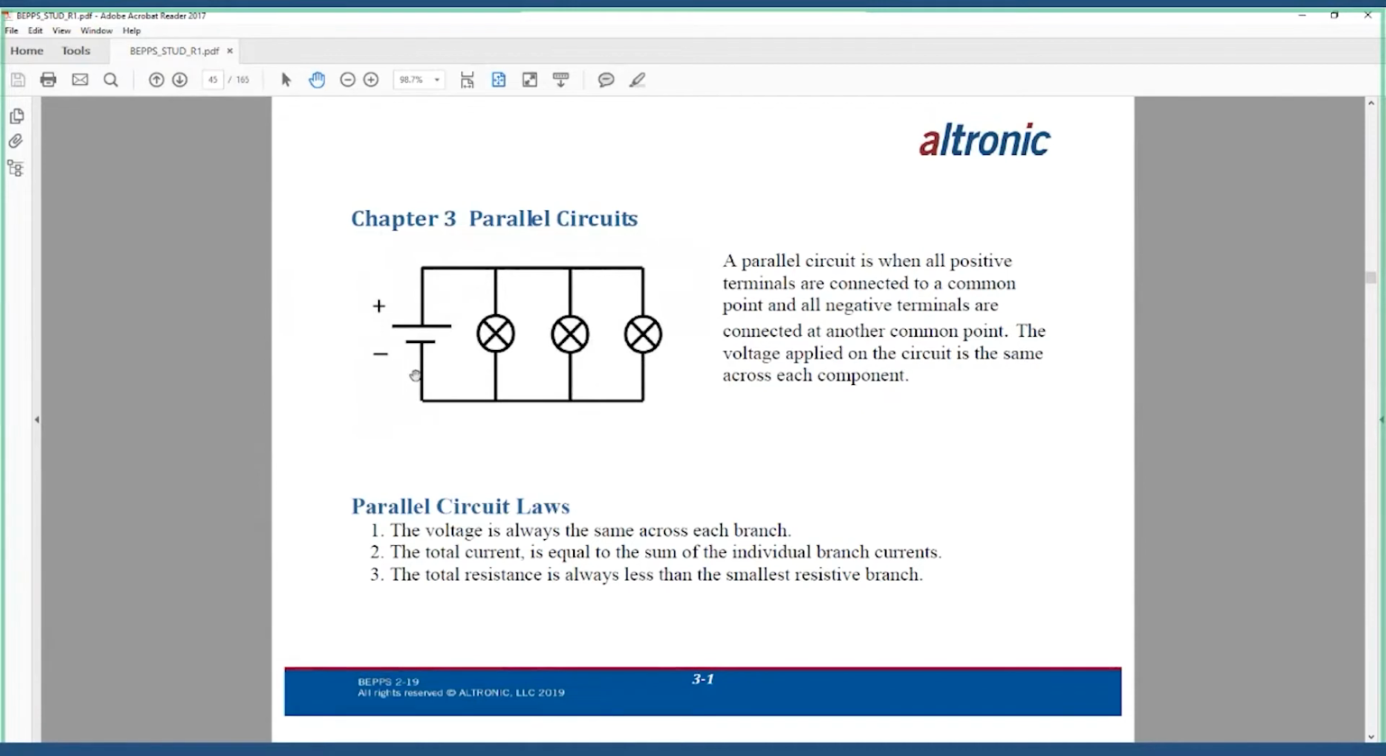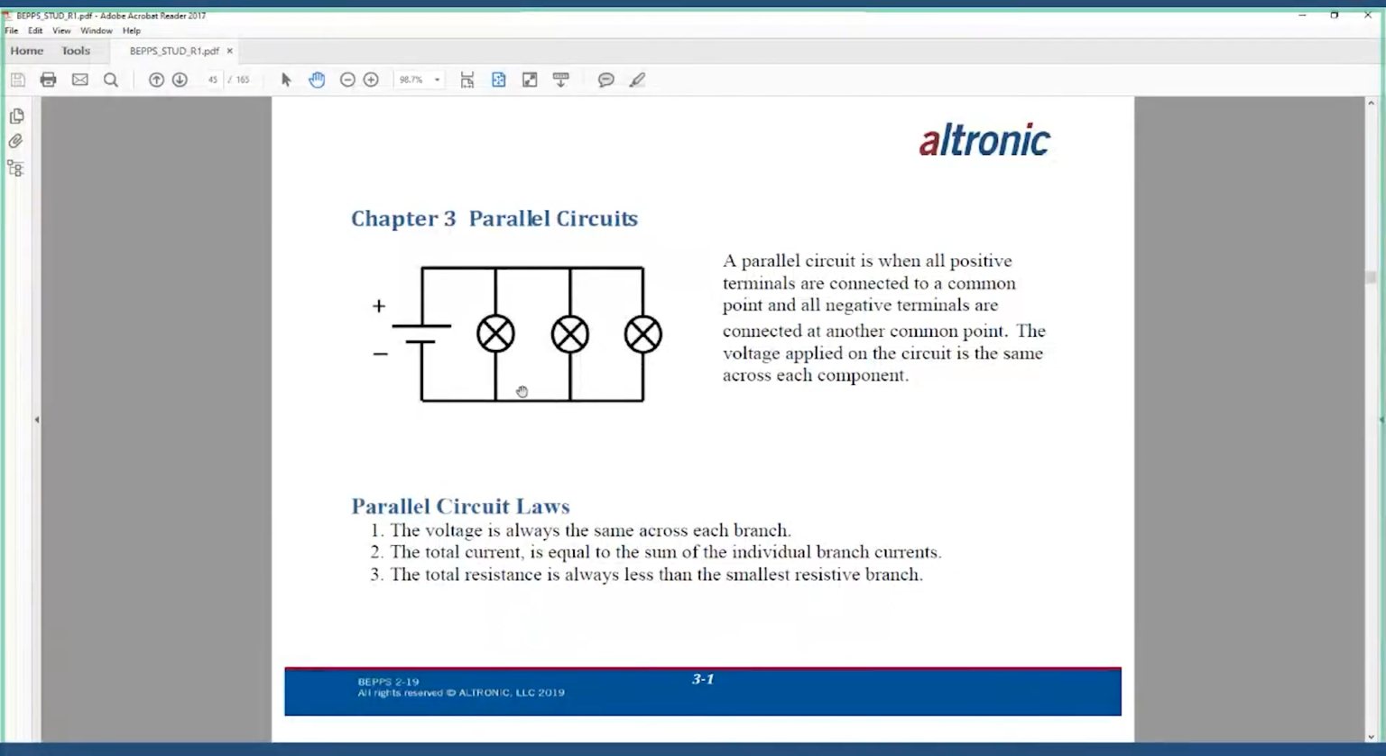So I have amp draw going through each one of these. So let's look at the laws for a parallel circuit. The voltage is always the same across each branch. So if I've got 9 volts here and I measure voltage here, 9 volts. If I measure voltage across this one, 9 volts. If I measure voltage across this one, 9 volts. So yeah, I believe that law.